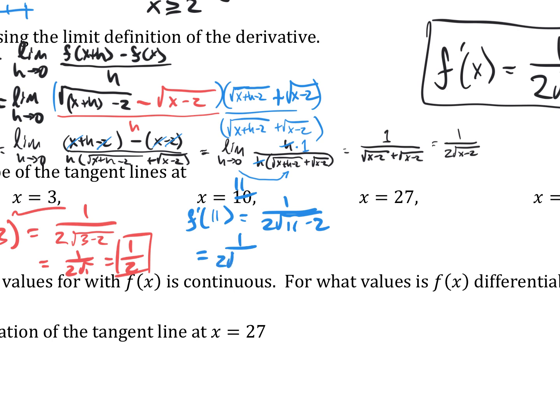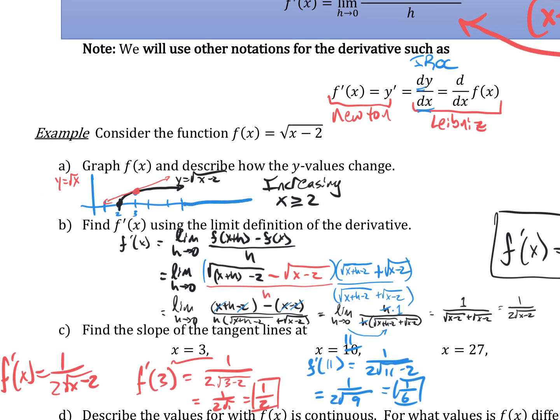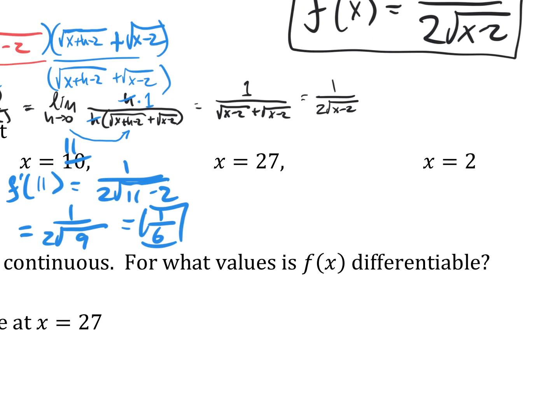So this is 2 times the square root of 11 minus 2, which is 9, and so that is 2 times 3 on the bottom. And so that is 1/6. So the slope at 11 out here, way out here, somewhere out here at 11, we'd have a slope with just a little bit of slant to it, and that slope would be 1/6. And so on and so forth. So the slope is declining.